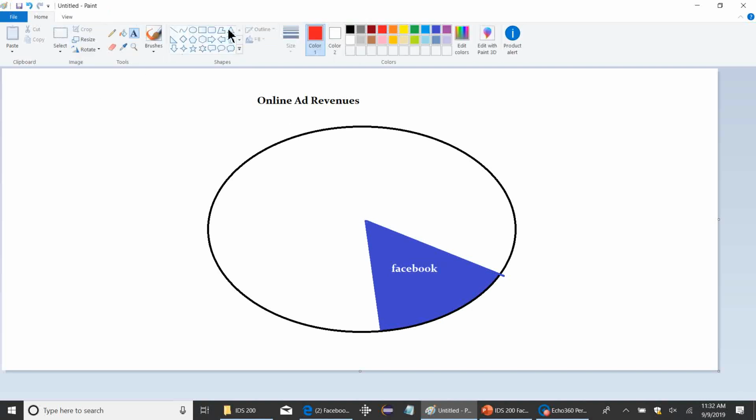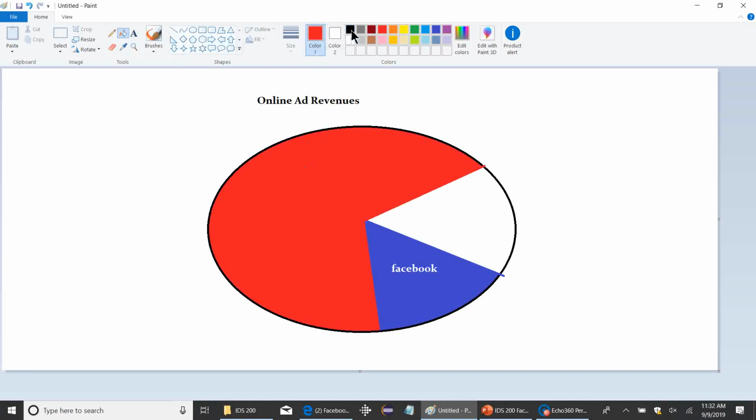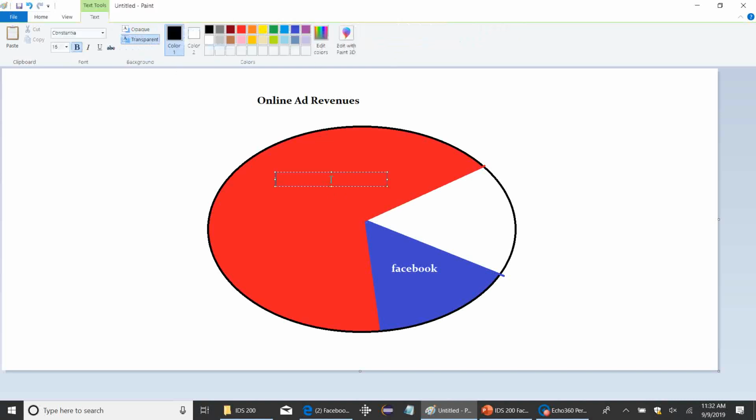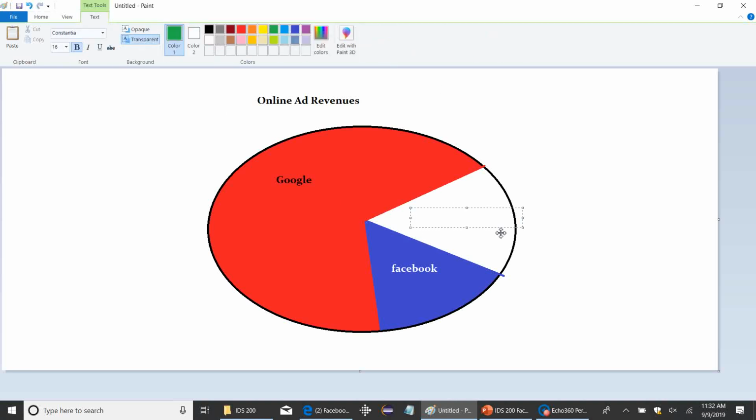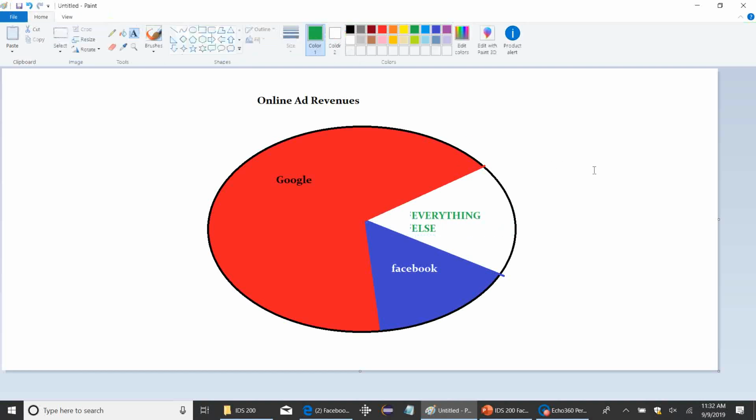Do another one. You know it. This wedge is Google. And who's this wedge? Nope. Nope. Everything else. Okay? That is the state of online advertising in 2019, more or less. Okay, so Facebook is big, doesn't look big next to Google, but it looks big next to everything else.